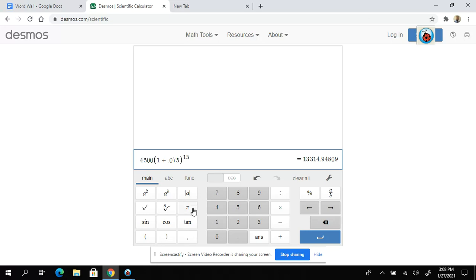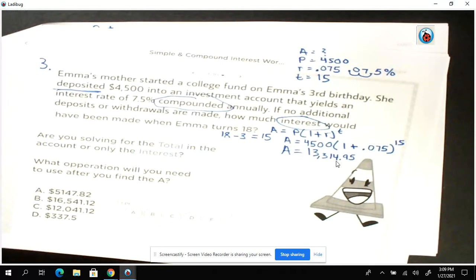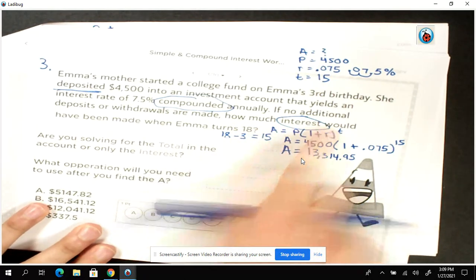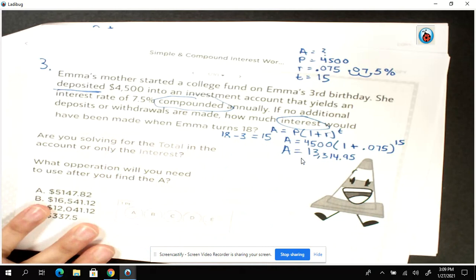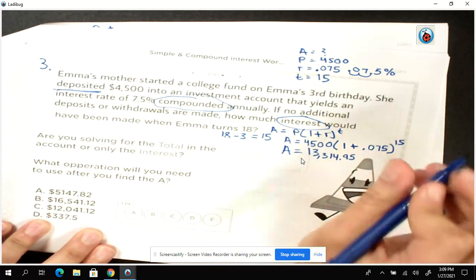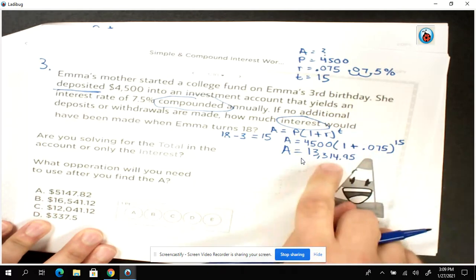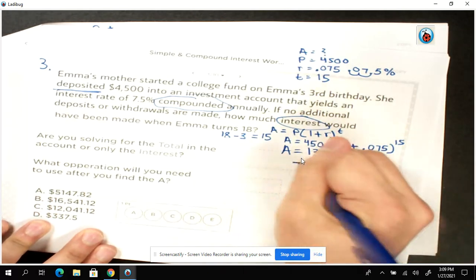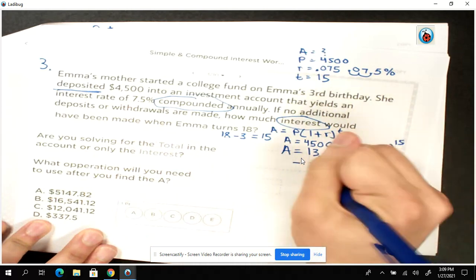Go back to my screen. Oh, wait, let me write it first. 13,314.95, rounded 2 decimal spaces. All right, so that's our A. That's our total principal and interest. Now the question is asking for how much interest would have been made when Emma turns 18. So just like the last problem, we're going to subtract the principal from this. So the total amount with principal and interest minus the principal of 4,500.